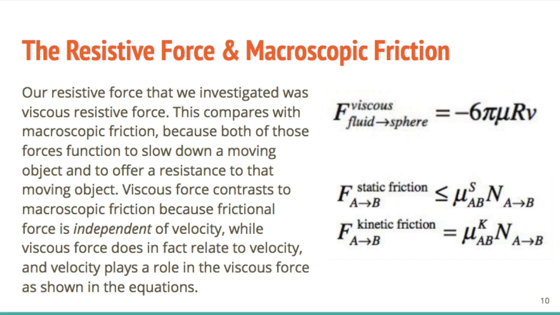The resistive force that we investigated was the viscous resistive force. This compares with macroscopic friction because both of the forces function to slow down a moving object and to offer resistance to that moving object. Viscous force contrasts to macroscopic friction because frictional force is independent of velocity, as you can see in the equation on the right, while the viscous force does in fact relate to velocity. And velocity plays a role in the viscous force as shown in the equations on the right.